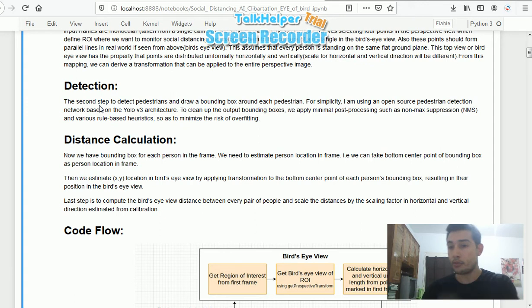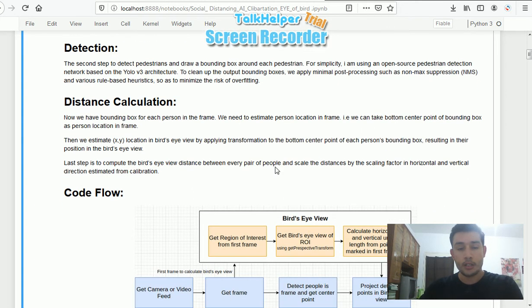I have used the pre-trained model and I apply minimal post-processing, such as non-maximum suppression, to keep only the right box in my video, and like that to minimize the risk of overfitting. And at the end we will calculate the distance between these points, especially when we have the bird's eye view.